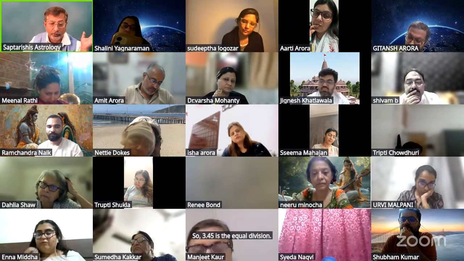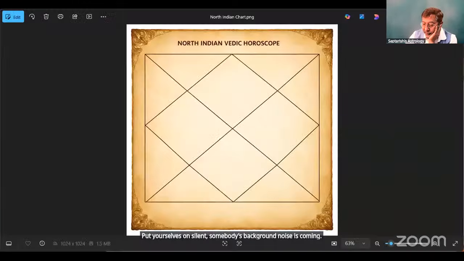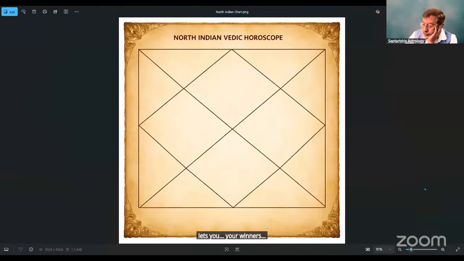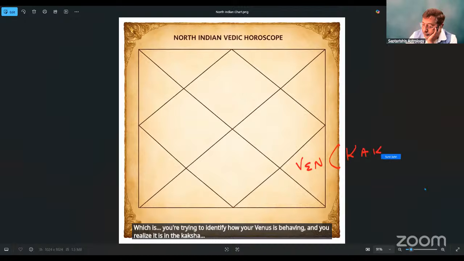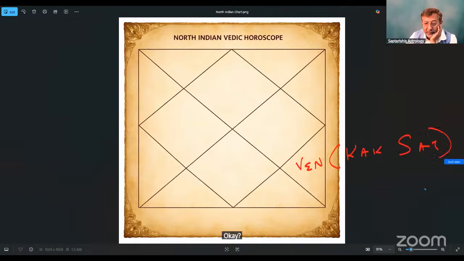Now let's go one step ahead. Put yourselves on silent, somebody's background noise is coming. Let's assume your Venus, which is here, you're trying to identify how your Venus is behaving, and you realize it is in the Kaksha of Saturn. Compartment of Saturn. This Saturn is here. So what you'll do, you'll blame it on your wife. We like to always blame our wife for our downfall. Correct? Indians have that luxury.